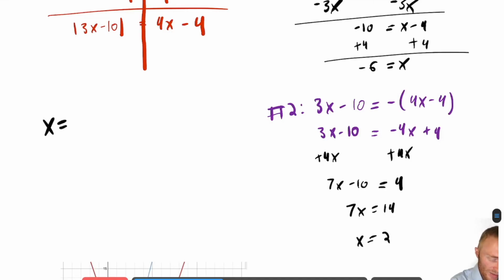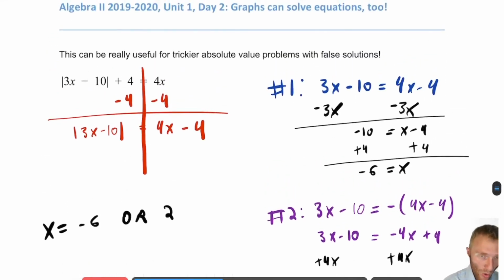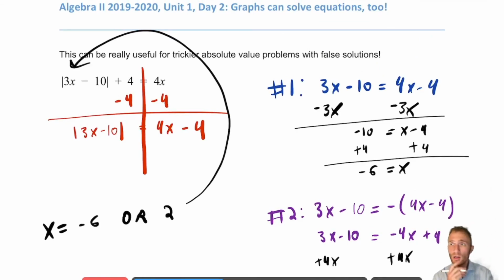So it looks like x equals negative 6 or positive 2. Always got to check. So let's check 2. Plug in 2 back here. We have 3 times 2 is 6, minus 10 is negative 4. The absolute value makes it positive 4. 4 plus 4 is 8. So on the left-hand side, we have 8. On the right-hand side, 4 times 2 is 8. Okay, so 2 appears to work. This looks like a good solution here.